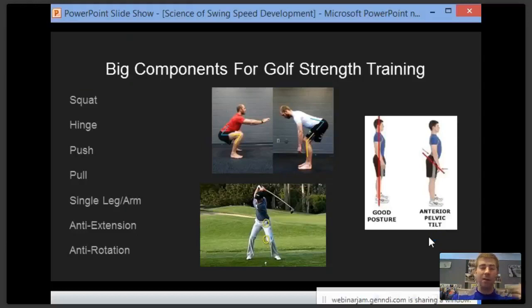So anti-extension exercises, if you think of a plank, if you think of army crawls, think of anything where you're kind of on all fours, shoulder taps, around the world, where we're keeping your pelvis neutral. We're trying to get you to be like the good posture picture there. So those exercises are designed to challenge you to not go into lumbar extension.